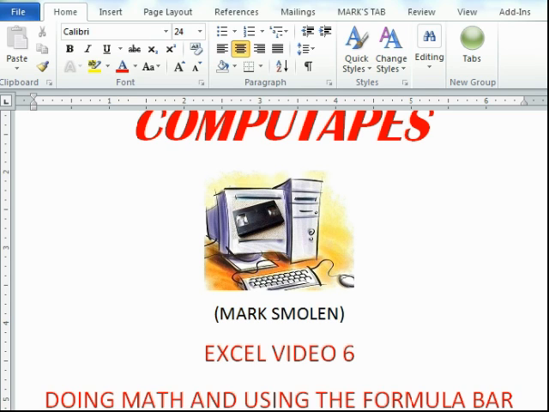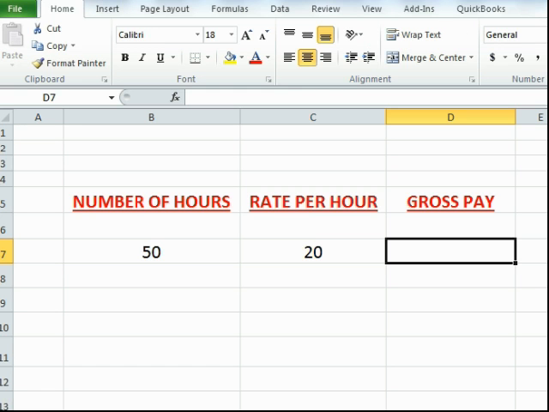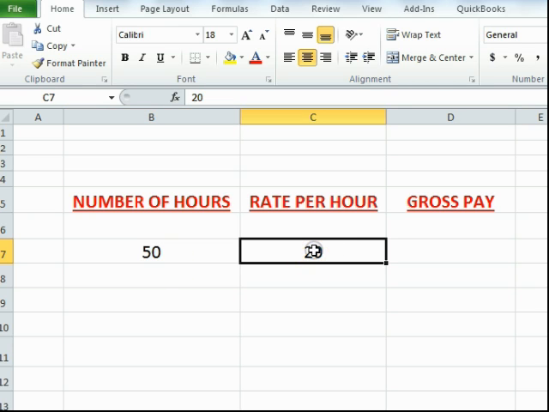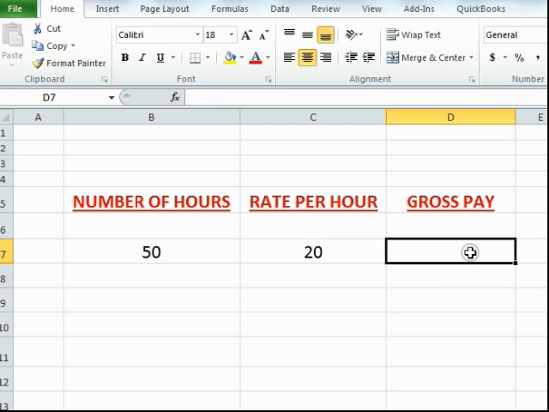Computapes Excel Video 6, doing math and using the formula bar. This is a typical business situation that requires elementary school level math. Obviously, if we write it out in a spreadsheet format, we want the result, or the answer, if you will, to appear right here in cell D7. So notice B7 has your number of hours, C7 has your rate of pay, and you want the answer, the amount that you're entitled to earn, or entitled to take in gross pay, to show up in cell D7.